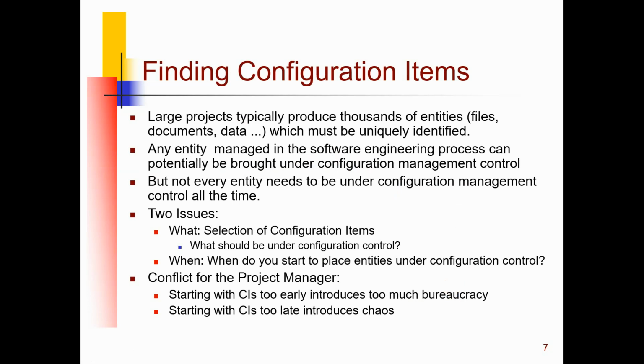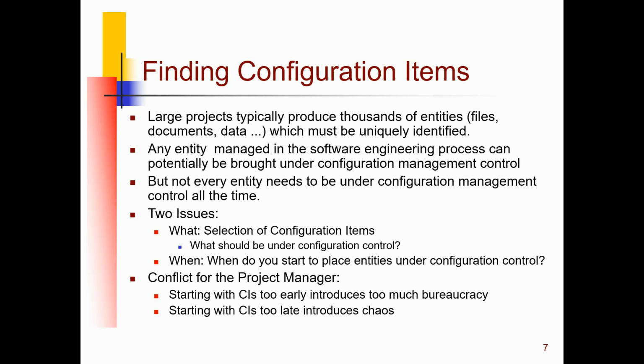Okay, now let's go into a very important concept: finding the configuration items. Large projects typically contain thousands of entities: files, documents, data, and even some intermediate memos you communicate with customers. So there are a lot of things. What should we put into configuration management? Should we put everything we produce in the process into configuration management? That would be too much. So we need to find the right items and put them into configuration management at the right time.